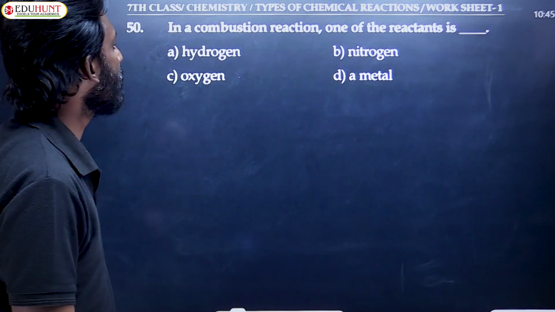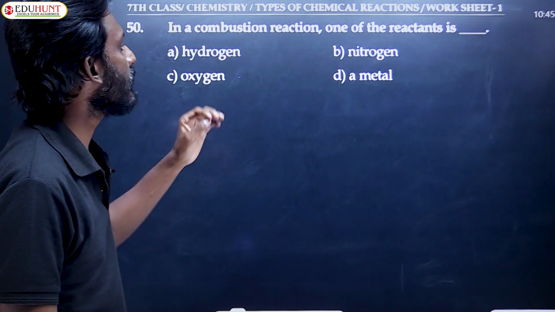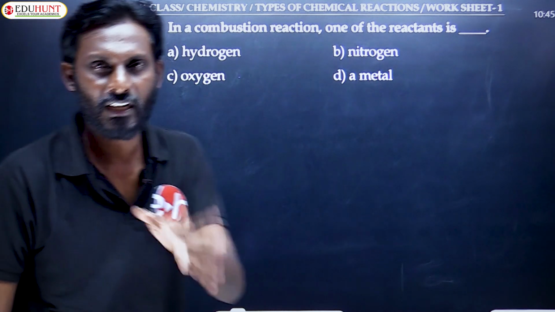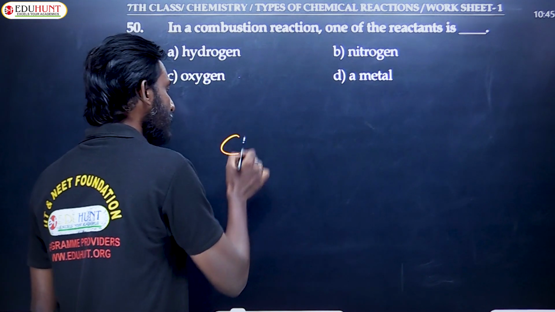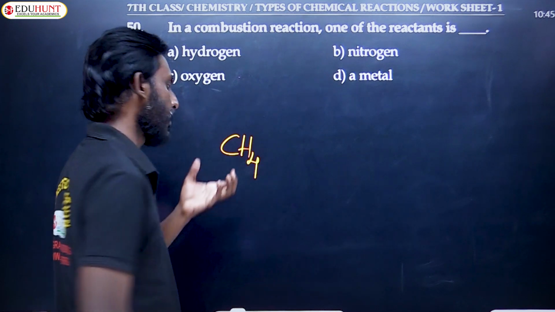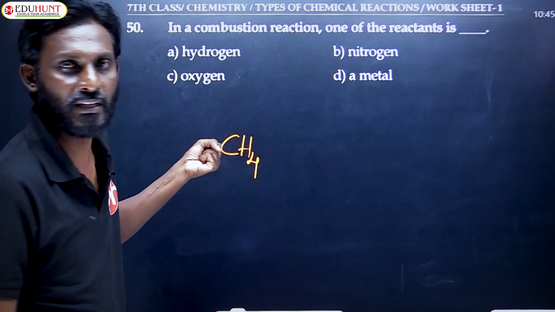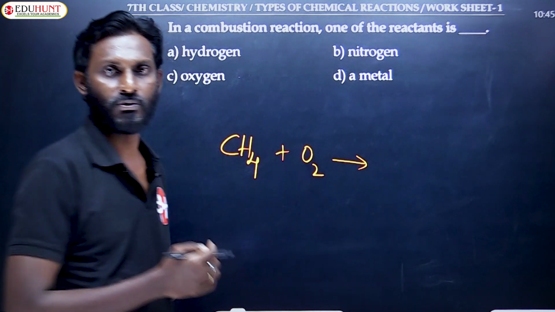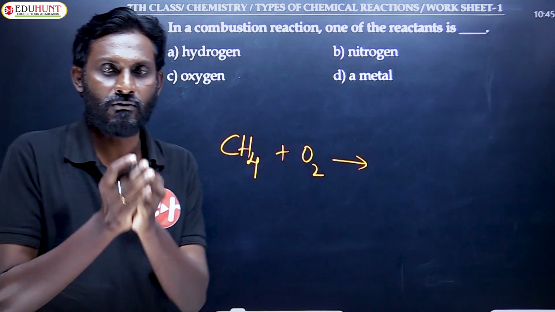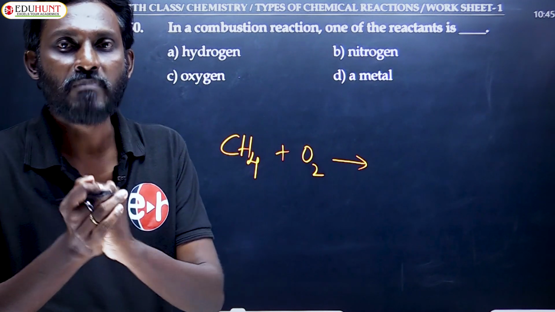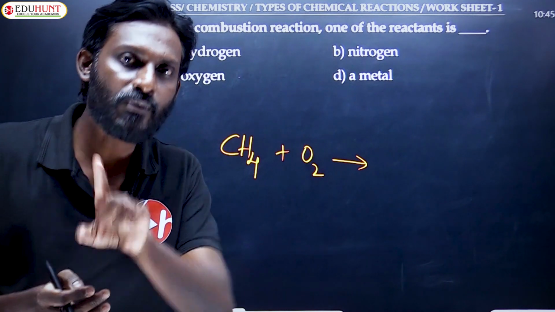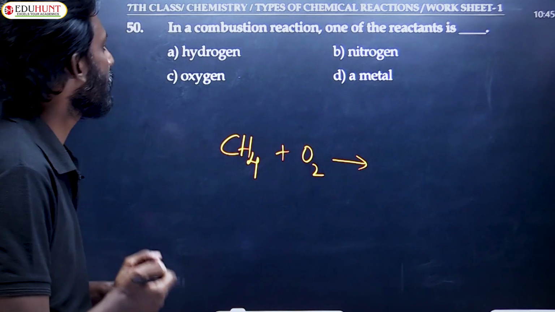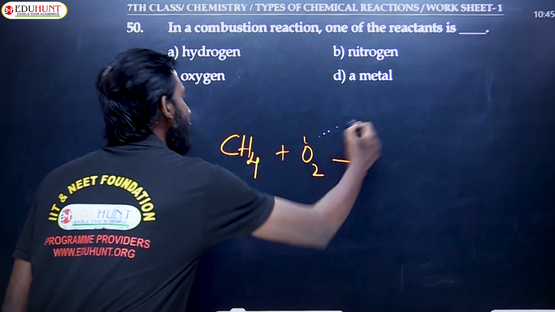In a combustion reaction, one of the reactants is definitely oxygen. If you want to combust this methane gas, you have to supply oxygen. Whatever you want to burn, you have to react that with oxygen. So reaction with oxygen can be called combustion. In a combustion reaction, one of the reactants is oxygen.